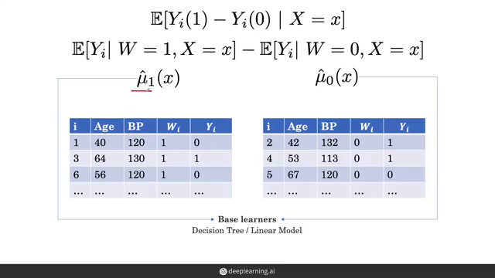mu1 is learned from patients who were assigned to the treatment arm, that's Wi of 1, using age and blood pressure as the inputs, and Y as the desired output. Similarly, mu0 is learned from patients who were assigned to the control arm, using age and BP as the inputs once again, and Y is the output.